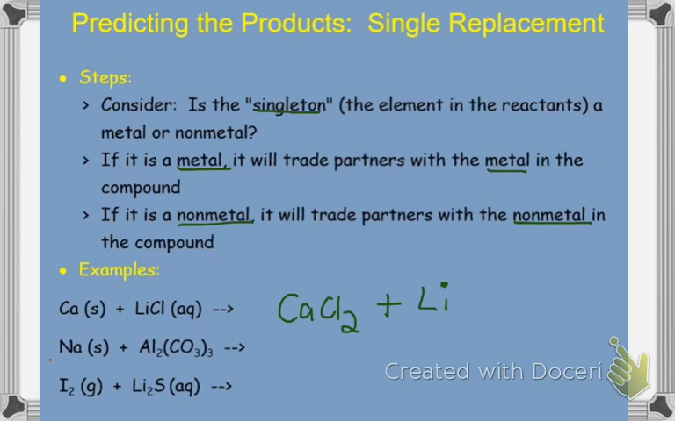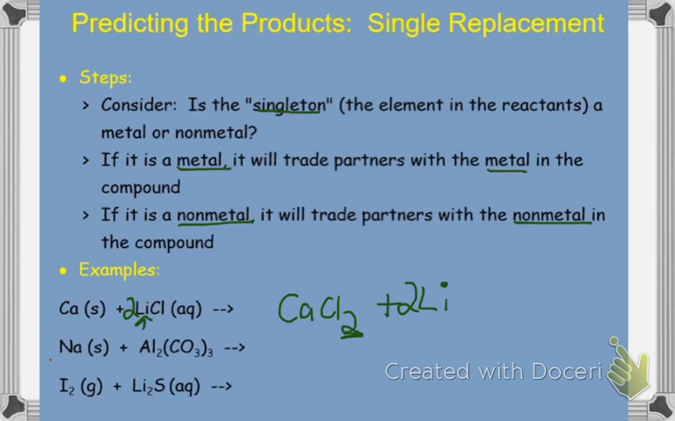So you'll notice here, I have one Ca on the left and one on the right, one Li on the left and one on the right, but two Cls on the right. So I need a coefficient of 2 on the left. That has now changed my lithiums, so then I need to finish with a 2 over here. That has balanced my equation.